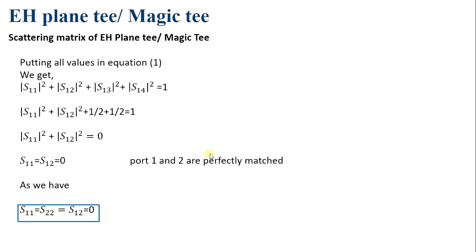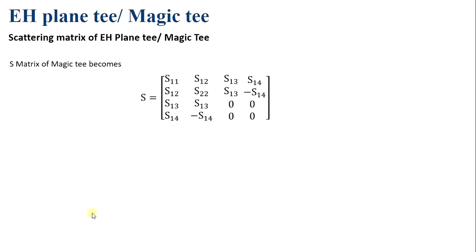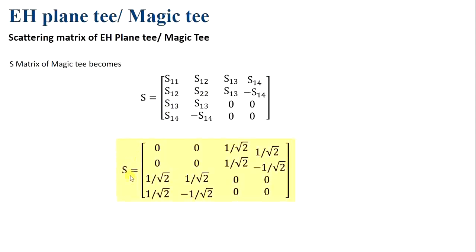So till now we got the value of S13 as 1 by root 2, S14 as 1 by root 2, and S11, S22 and S12 equal to 0. So the S matrix of magic T, after putting the values of S13, S14, S22, we get this matrix, which is nothing but the S matrix of magic T. We have put S13 as 1 by root 2, S14 as 1 by root 2, S22 is 0, S11 is also 0, and S12 is also 0.